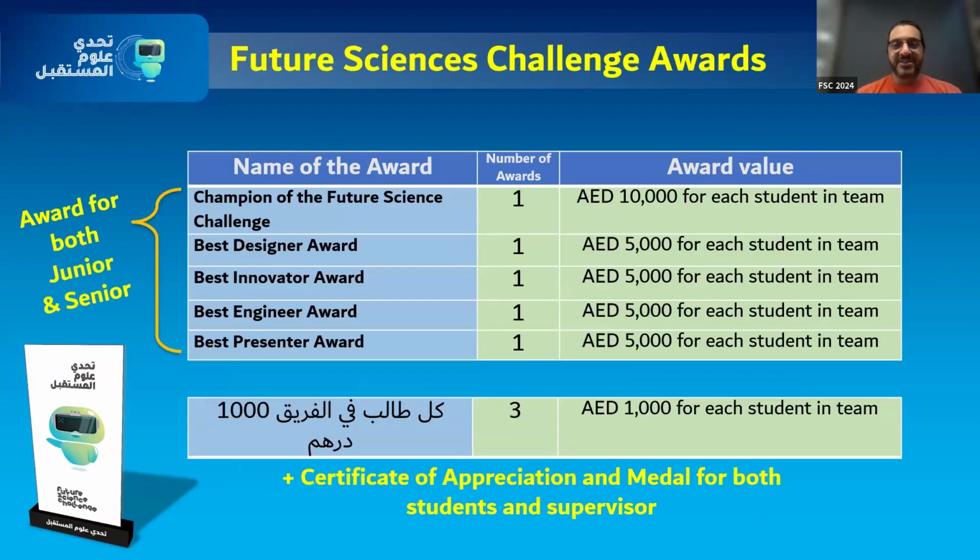The best part, of course, is the awards for the competition. We will have two categories of awards, duplicated for both the junior and senior categories. The champion team will win 10,000 Emirati dirham for each student in the team, and we have four sub awards for the best designer, best inventor, best engineer, and best presenter, based on the judging criteria. Of course, you'll find more information in the judging book.